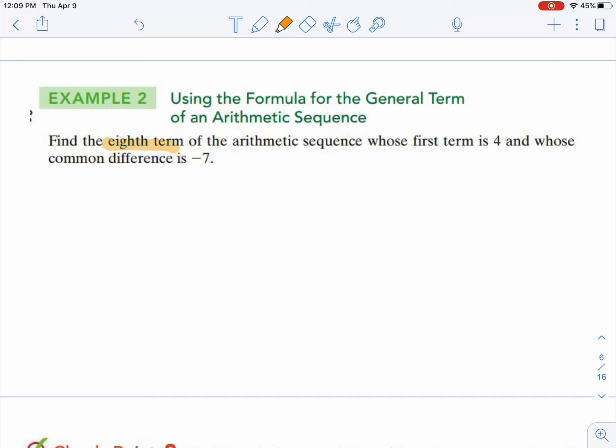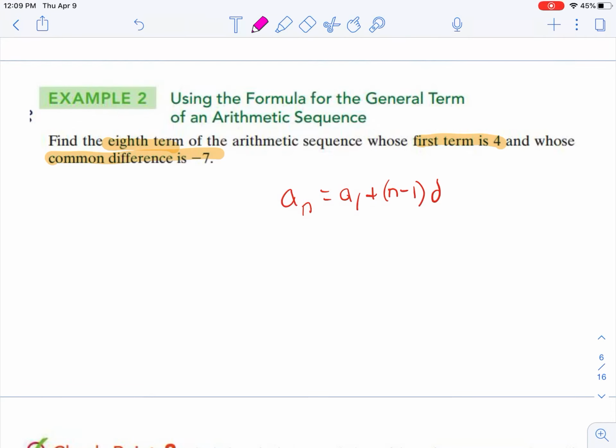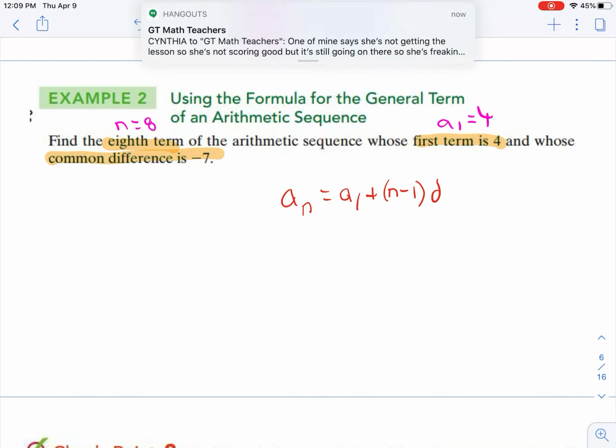So let's read the second one. It says, find the 8th term of an arithmetic sequence whose first term is 4 and the common difference is -7. When we do this, we have our form: a sub n equals a sub 1 plus n minus 1 times d. So we just have to plug directly into it. First off, our n is equal to 8. N equals 8. A sub 1 equals 4.